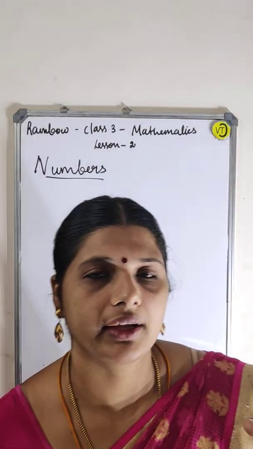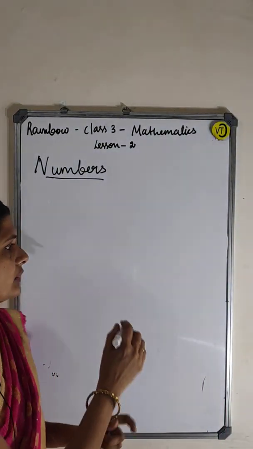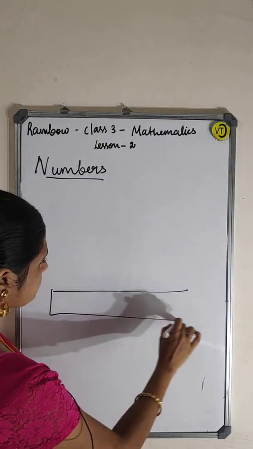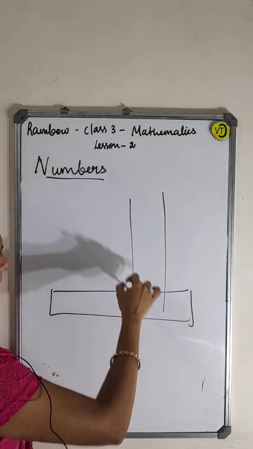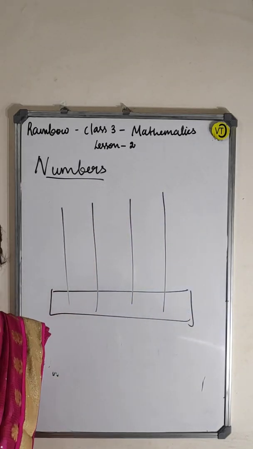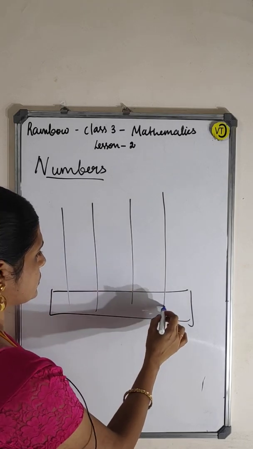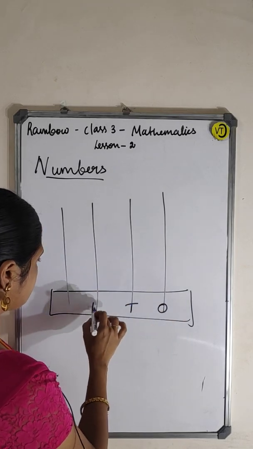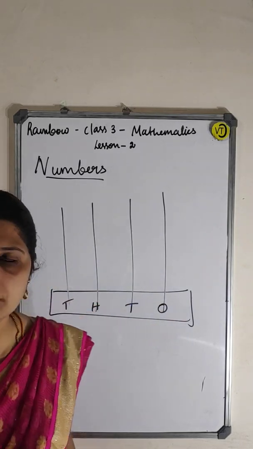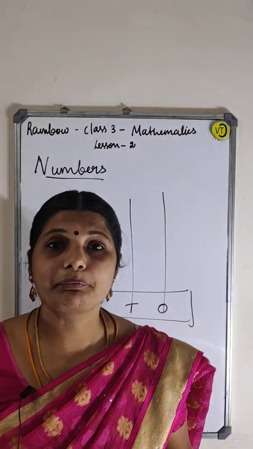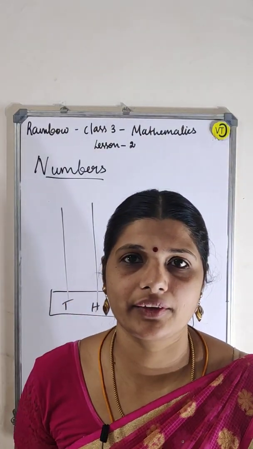Yes, a small mathematical tool, right? So like this you have. Okay. In the abacus, 4 rods will be there. So it is a ones, tens, hundreds, thousands rod. Then accordingly beads you have, color beads you have, right?